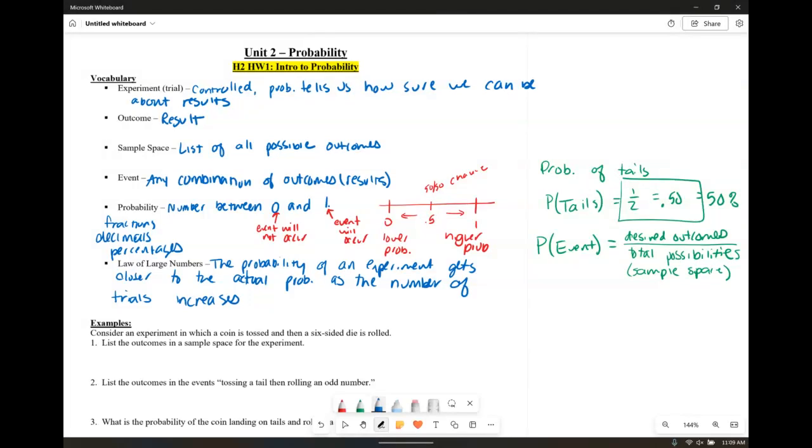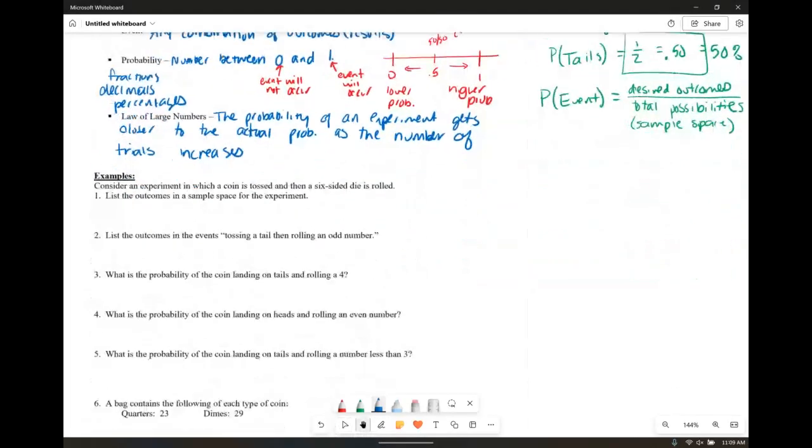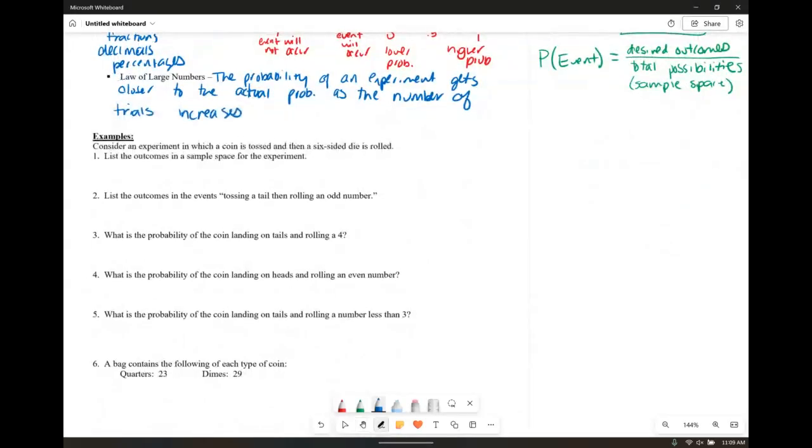Okay. All right. So we're going to start doing some examples with probability, and we're going to use this idea up here to find probability on these problems as needed. We have a coin and then a 6-sided die. So we're going to list the outcomes of the sample space. So I could flip a coin and I could land on heads. Now when we do a sample space, I'm going to abbreviate and say heads is H and tails is T, or whatever abbreviation works for you.